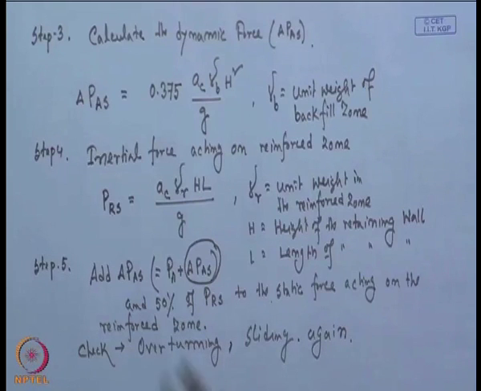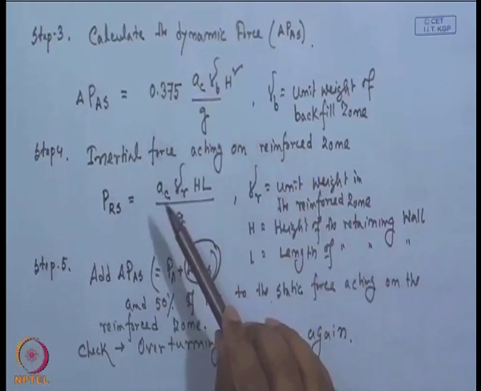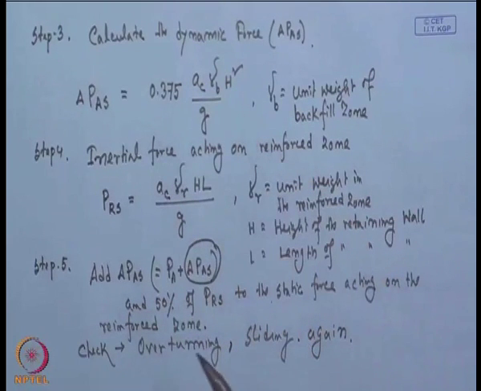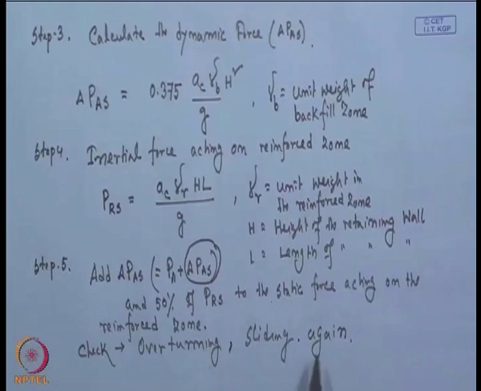And now, once these forces are added, the dynamic force and the inertial force, you have to check again overturning and sliding, similar to the static condition, because when we checked overturning and sliding we considered only the static force, that is P_A. Now, we have to add delta P_AS and 50% of the inertial force, P_RS, within the reinforced zone, and then check overturning and sliding again.